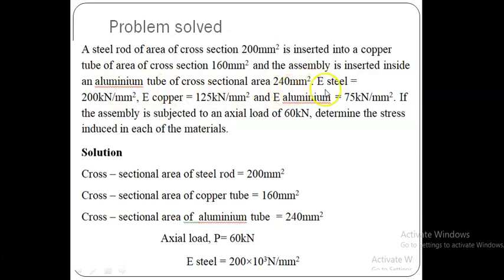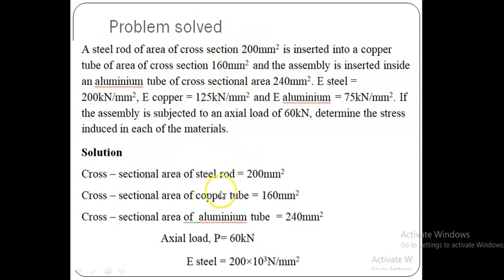240 mm squared. The Young's modulus of steel is equal to 200 kN per mm squared, for copper 125 kN per mm squared, and E for aluminum is 75 kN per mm squared. So this data is given. If the assembly is subjected to a total axial pull of 60 kN, determine the stress and force in each of the materials. So how much stress or force is carried by each material, that is what we are going to find.